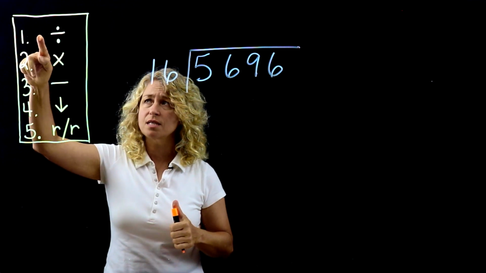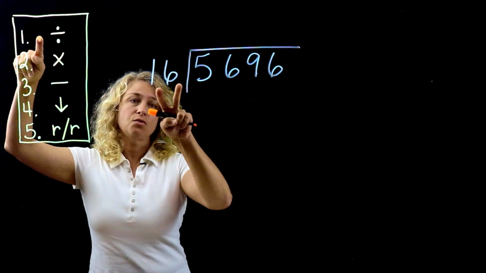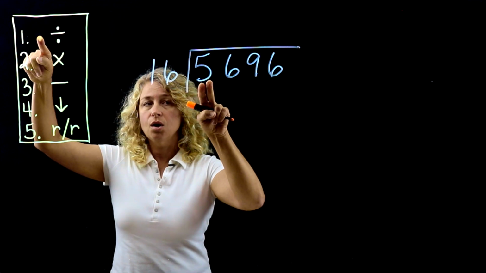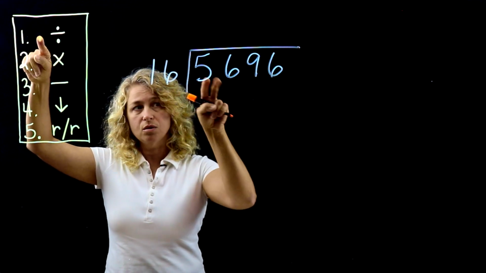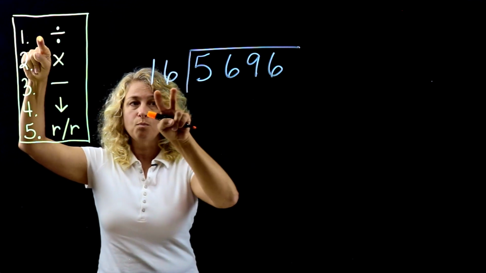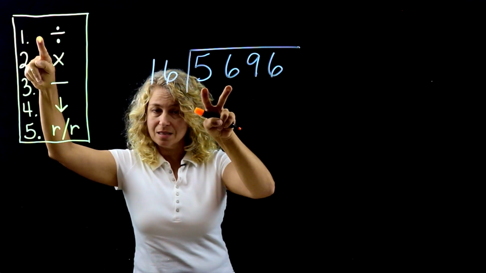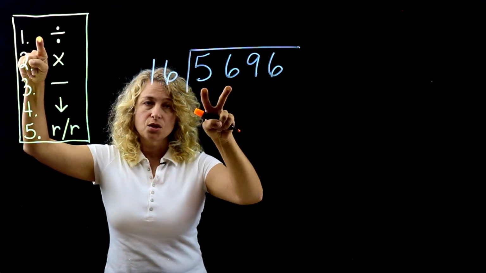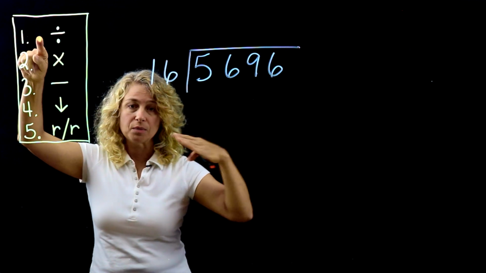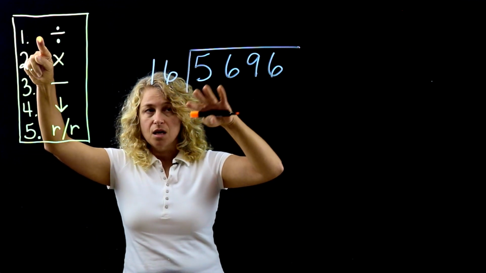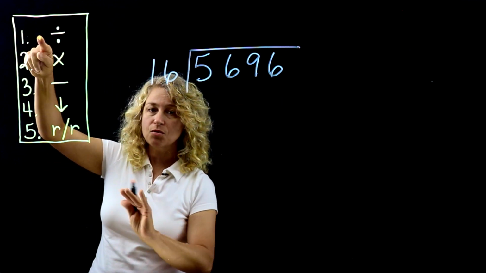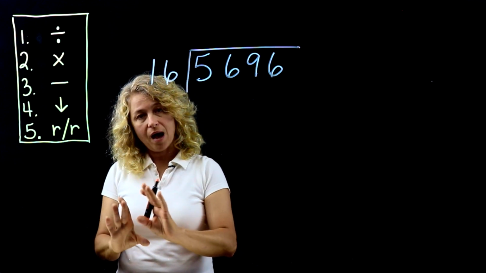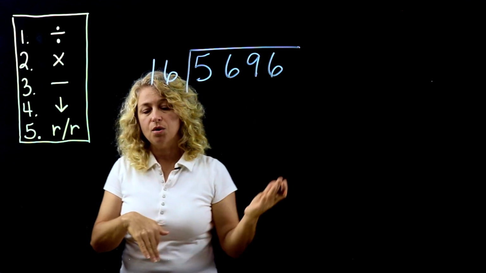The very first step is division, and you're thinking how many times 16 will go into the first digit. 16 will not go into 5, but will 16 go into 56? Yes. You may not know your multiplication facts, your 16s. So if you don't, you'll probably need to come over to the side and figure out how many times it can go in without going over.